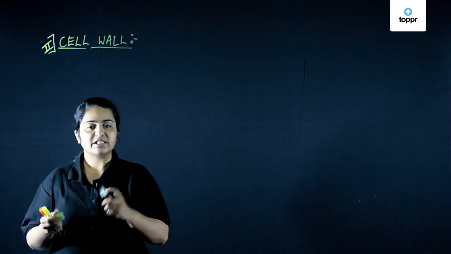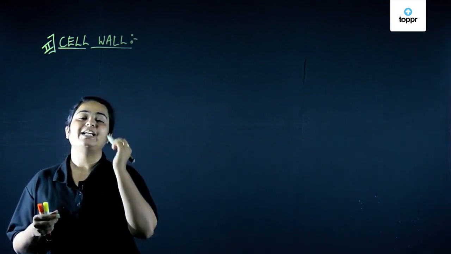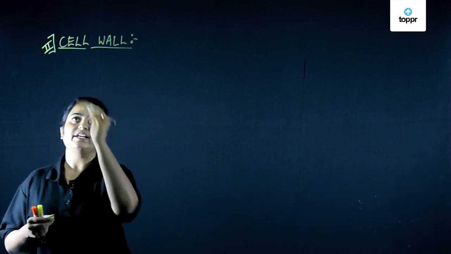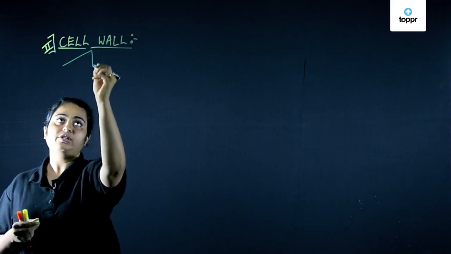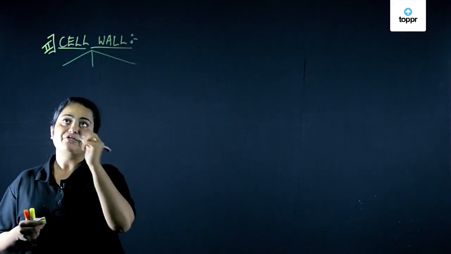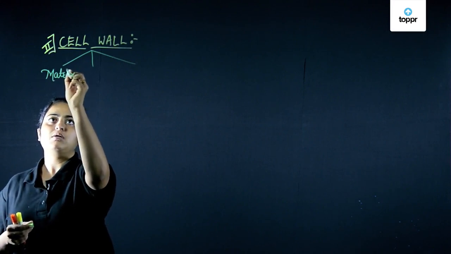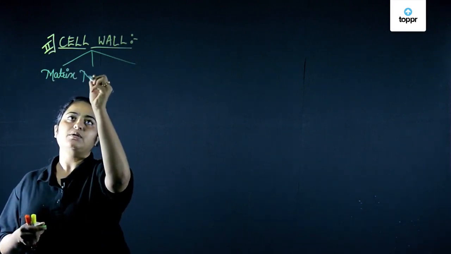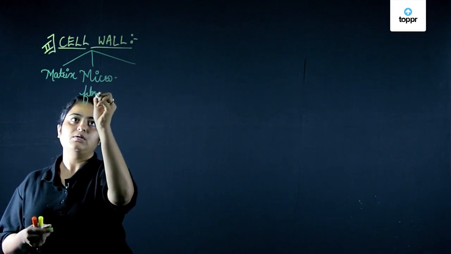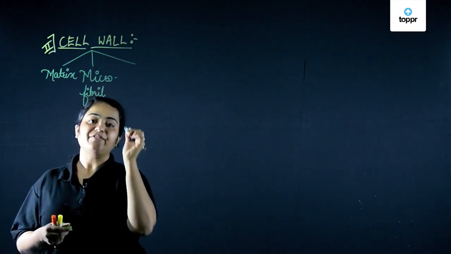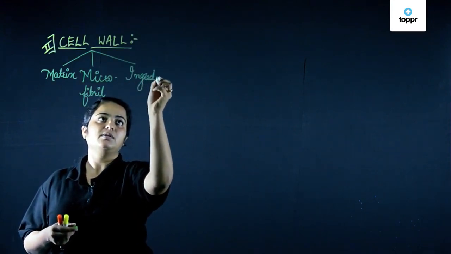Now, the first thing for us to remember is that the cell wall is basically made up of certain ingredients. These ingredients can be broadly divided into three major types or three major parts. The first one forms the matrix. The next one is microfibril. After this, the last one we have is all the other ingredients.